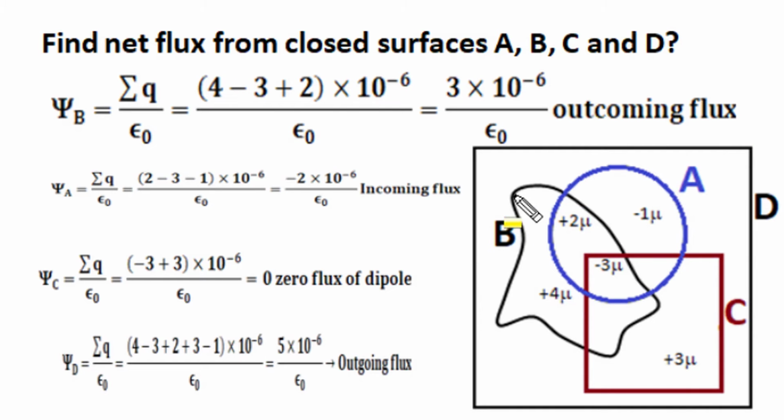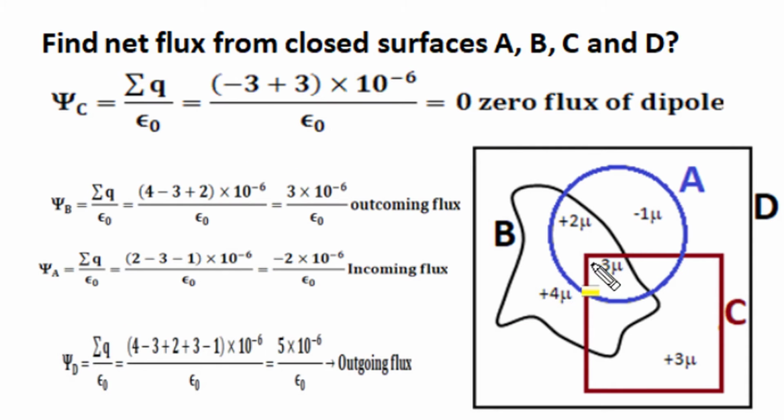Now consider this black irregular closed surface B, which encloses three charges: plus 4 microcoulomb, plus 2 microcoulomb and minus 3 microcoulomb. As per Gauss's law, the total flux across this closed surface B is equal to the total enclosed charge divided by permittivity. The enclosed charge is 4 microcoulomb minus 3 microcoulomb plus 2 microcoulomb, and the sum is plus 3 microcoulomb. This enclosed charge divided by permittivity is the net flux, which is positive, or outgoing, from this closed surface B.